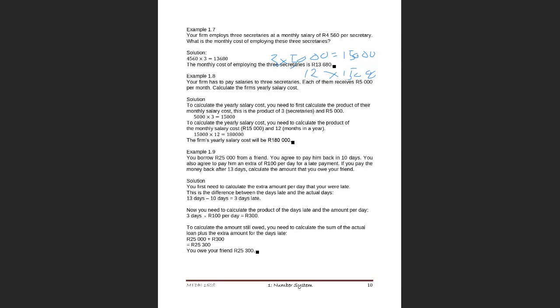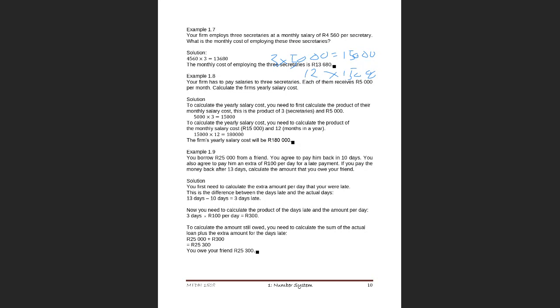Okay, good. Now the next one says that you borrow 25,000 rand from a friend. You agree to pay him back in 10 days. You also agree to pay an extra 100 rand per day for a late payment. If you pay the money back in 13 days, calculate the amount that you owe the friend.